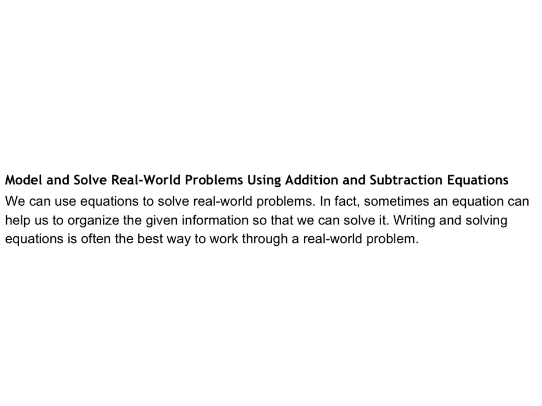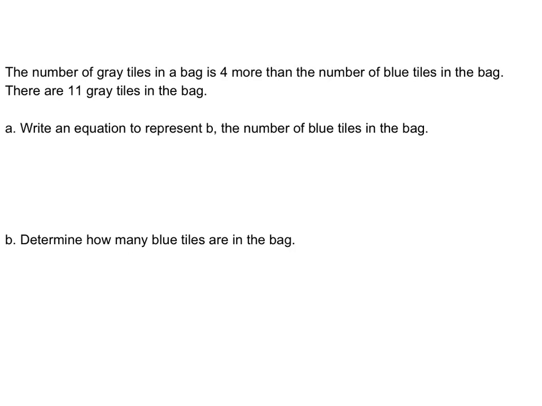So now we're going to use those properties to solve real-world problems. Okay, so we're going to have to write and solve the equations, because that's the best way to work through these real-world problems. The number of gray tiles in a bag is 4 more than the number of blue tiles. There are 11 gray tiles. So there's 4 more gray than blue. So if I wanted to write an equation to represent B, which is the number of blue tiles, I would take B and I would add 4 to it to get the number of gray, which is 11. So my equation is B plus 4 equals 11.